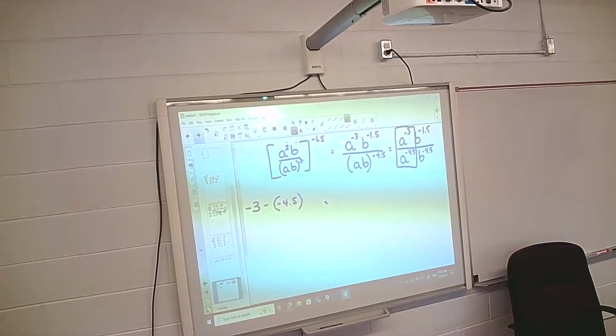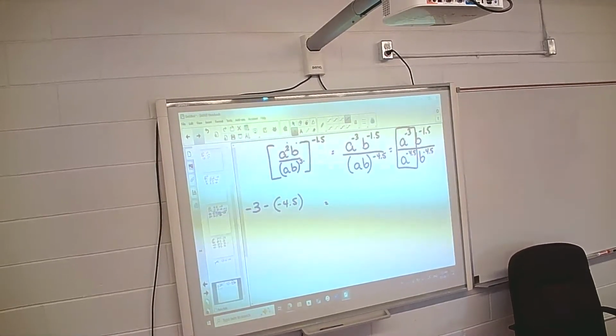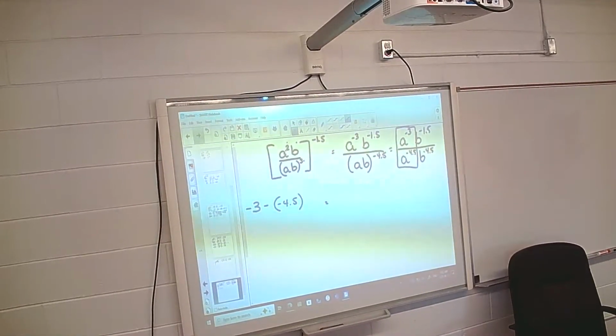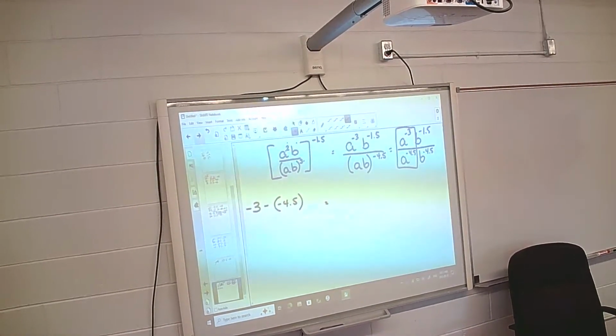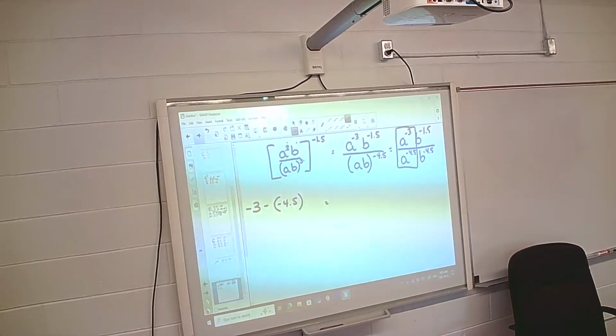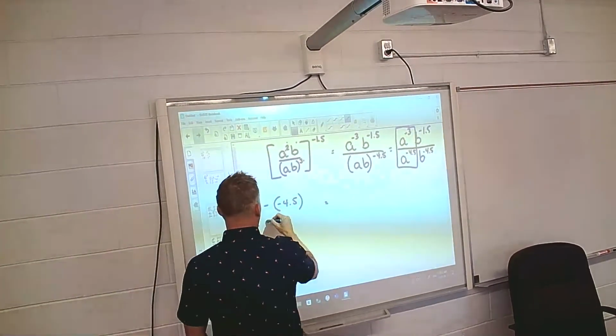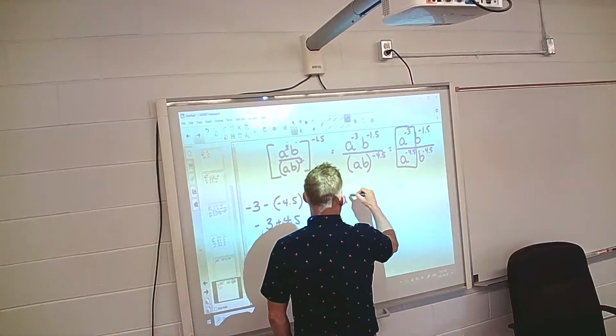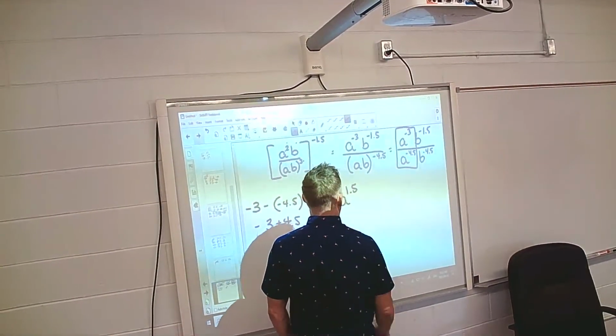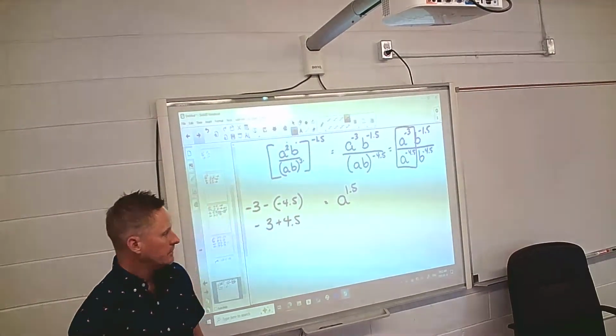Okay. Because it's a subtract a negative, what do I do? Change it to a positive. So I have negative 3 add 4.5. What is negative 3 add 4.5? 1.5. So A, 1.5. That's what I have right there.